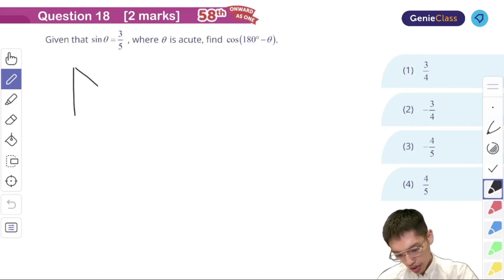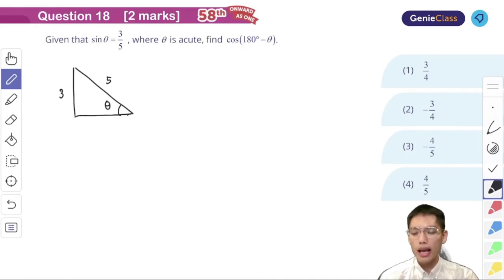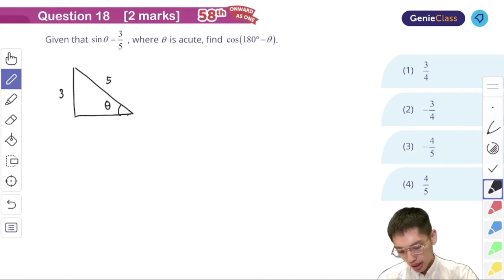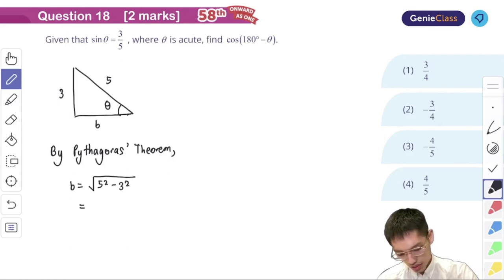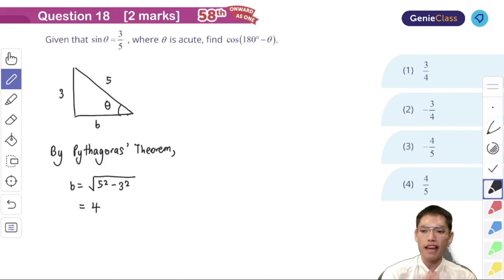So, sine theta is 3 over 5. I hope by now you know your SOH CAH TOA. So in this case, 3, 5 should be here, and you can solve for this side by Pythagoras theorem. Backtrack your working by Pythagoras theorem. In fact, you do not need to do this because this is only 2 marks, but it is good to backtrack your working. Suppose I call this b. b is the square root of 5 squared minus 3 squared, which is 4. Do not write minus 4 because it is a length.